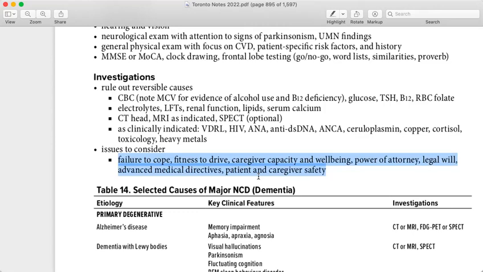Caregiver capacity, well-being, power of attorney, if they are able to make their living will and their medical decisions. Then legal will, what they are going to do about legal matters like their property. Advanced medical directives, if they are able to do DNR and all those things. Patient and caregiver safety. So these are the things that you need to consider.